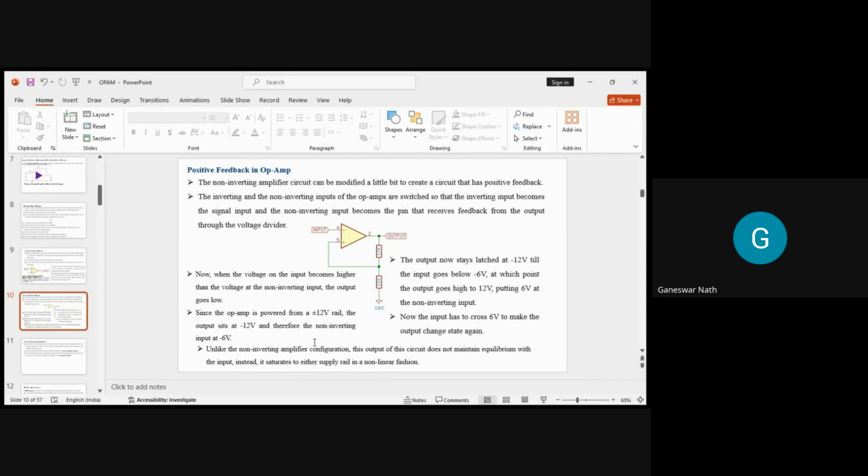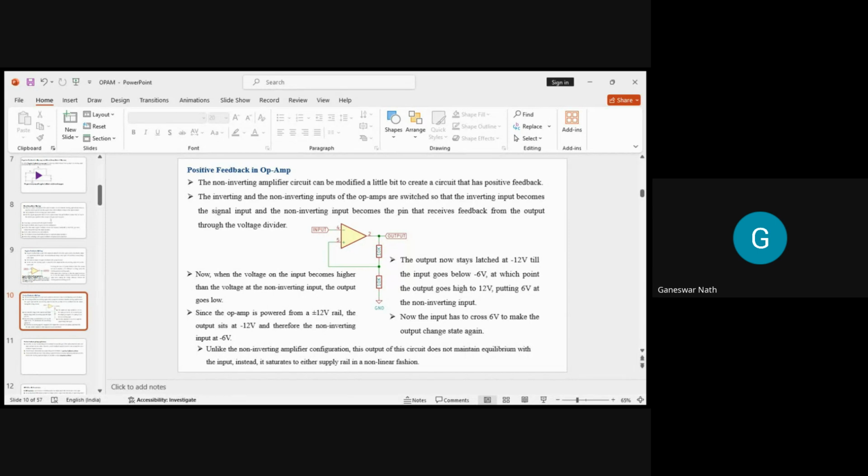Okay. Similarly, the output stays at minus 12 volt till the input goes below minus 6 volt, at which point the output goes high to 12 volt, putting up the non-inverting input. So now the input has a plus or minus 6 volt threshold to make the output change.